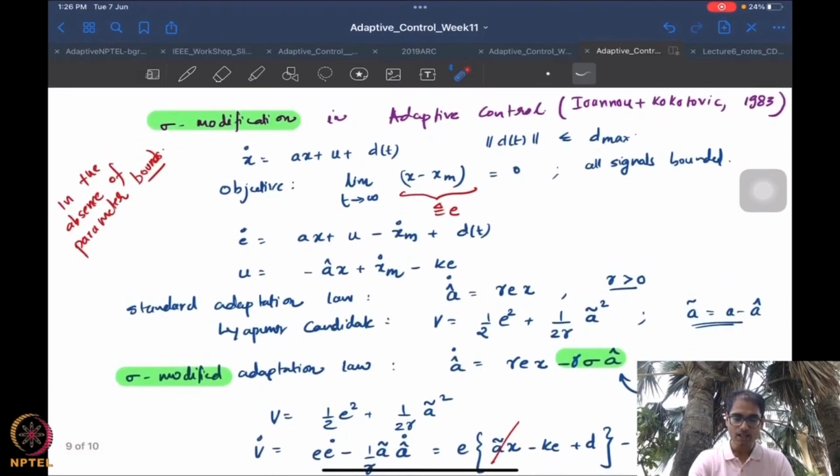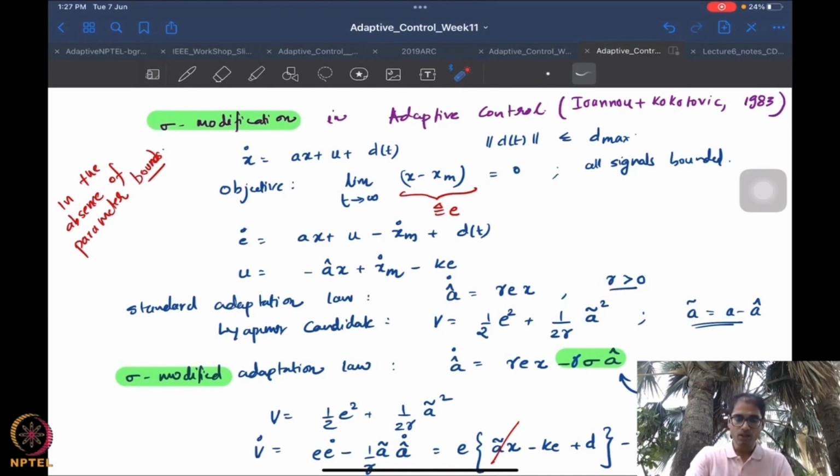So the idea is, if you do a certainty equivalence adaptation law, you will take a V which is something like 1 half e squared plus 1 over 2 gamma a tilde squared. Pretty standard, where a tilde is a minus a hat. And if you compute V dot and everything and try to find the a hat dot, you will see that a hat dot is gamma times e times x, where gamma positive is the adaptation gain.